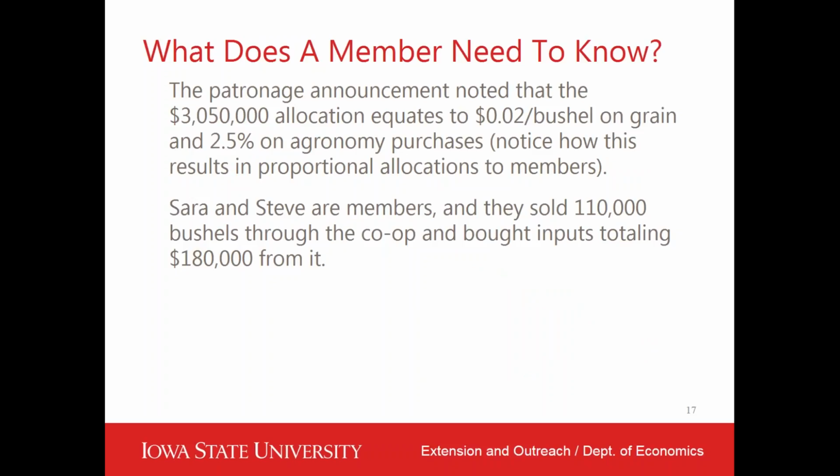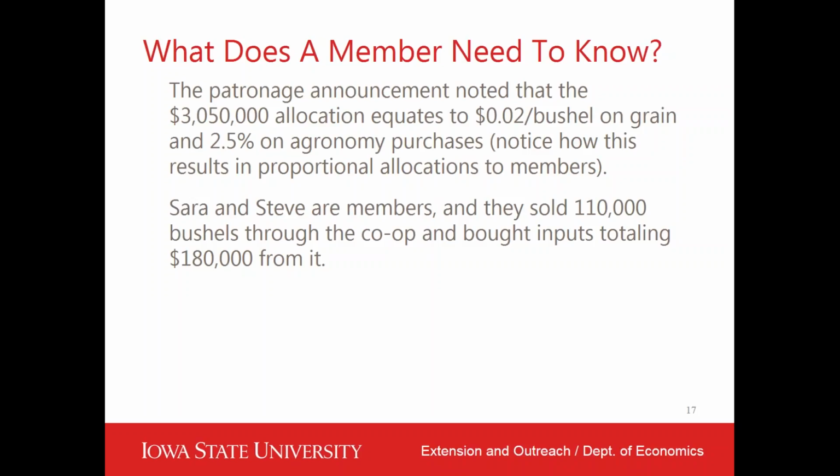So what does the member need to know about this? This patronage announcement will also be followed up with specifics on how they are making this proportional. So I said that patronage is issued to members proportional to their use of the cooperative. So the member is going to receive some sort of notice that says, well, this $3,050,000 allocation equates to 2 cents a bushel on grain and 2.5% on agronomy purchases. And they could also be a proportion of, if the co-op has a lumber yard, if they have fuel services, any other services that they provide, they can have different patronage pools and allocate based on that. But this is what a member might see.